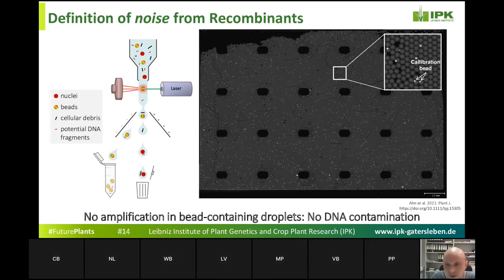So when we encapsulated these fluorescent calibration beads in the Crystal Digital PCR, we could nicely see encapsulation of these beads, but we could see no amplification in any bead-containing droplet. So with this, we could conclude that there was no DNA contamination in our system.